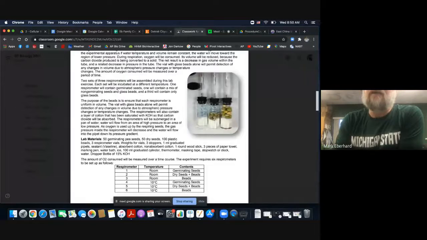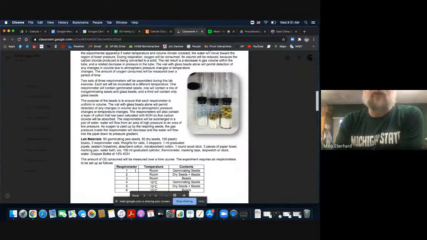Here's the second setup that's got the non-germinating peas. They have smaller volumes, so to create the same volume, you add some glass beads. So this is a mix of non-germinating peas and glass beads. And then you have one control that has nothing but glass beads of the same volume. And here are your setups.